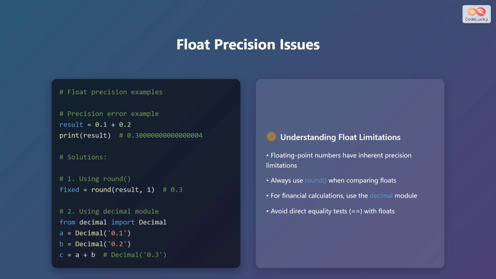Let's discuss an important aspect of floating point numbers: precision. Due to how floats are stored in computers, they can sometimes exhibit precision errors. For example, if we add 0.1 and 0.2, the result is not exactly 0.3, but rather 0.3 followed by a bunch of zeros and then a 4. To fix this, there are a couple of ways to solve this. 1. We can use the round function to round the result to a specific number of decimal places. 2. We can use the decimal module to perform arithmetic with higher precision.